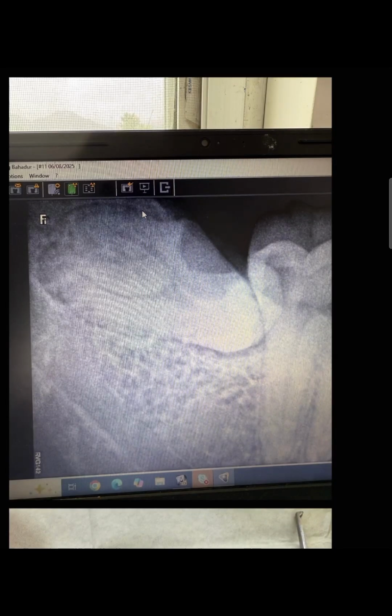In this video, I'll be talking about disimpaction of the impacted mandibular right third molar. So in this picture, we can see this is the impacted mandibular right third molar.